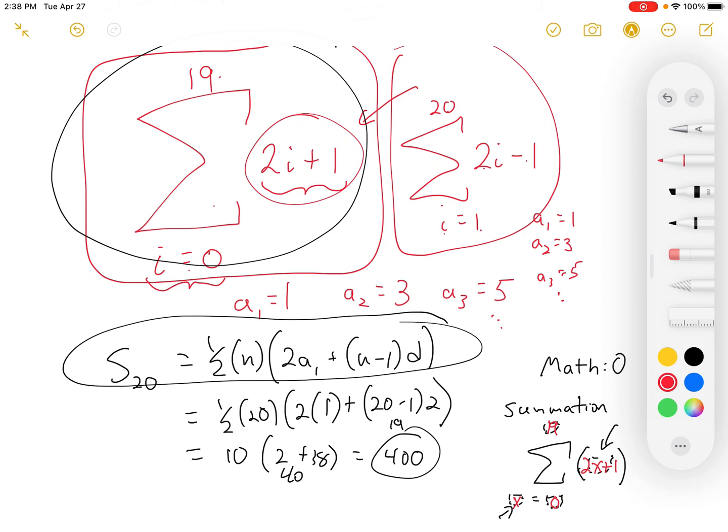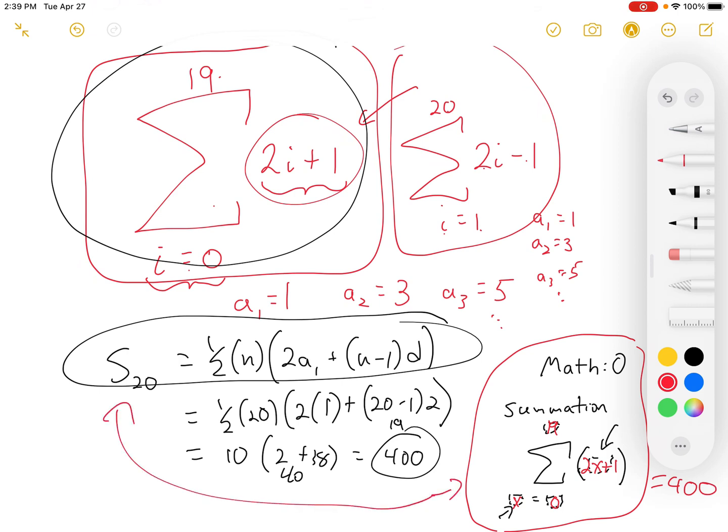Now, I don't have an 83, so I am not entirely sure what that would look like. You're going to have to ask me in class, but you definitely want to know how to use this feature in order to evaluate. Now, I'm going to go ahead and do this one, 0 to 19, and I'm going to use 2x plus 1, and I'm going to see if I get 400, and it's 400. It equals 400. So it works. So you can use the calculator or the formula, either way.